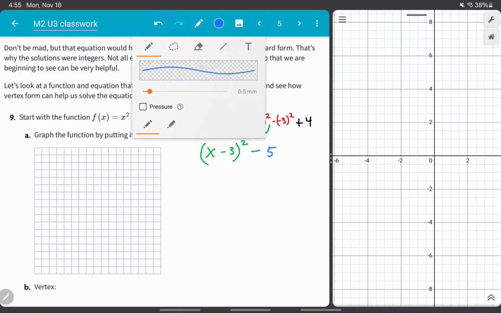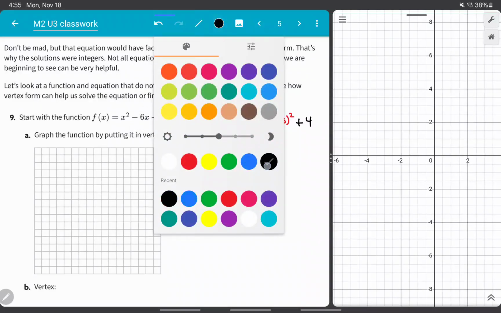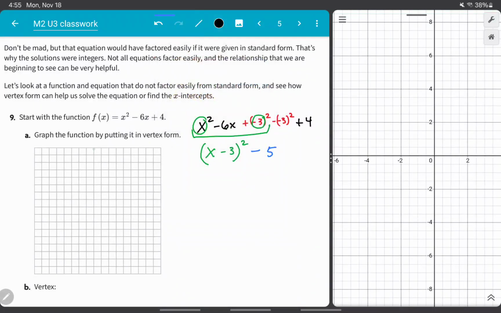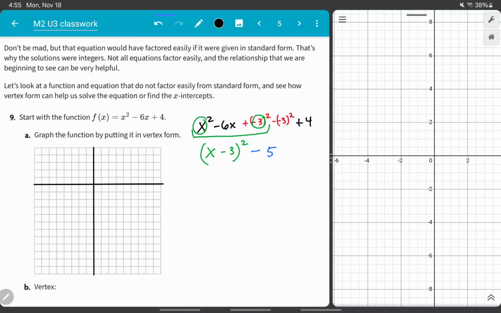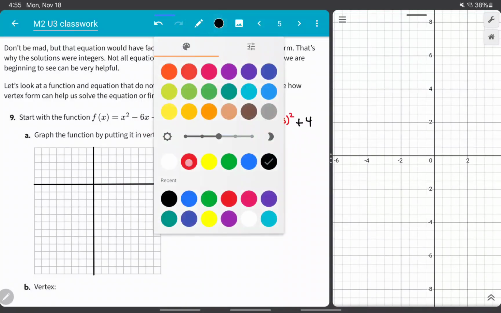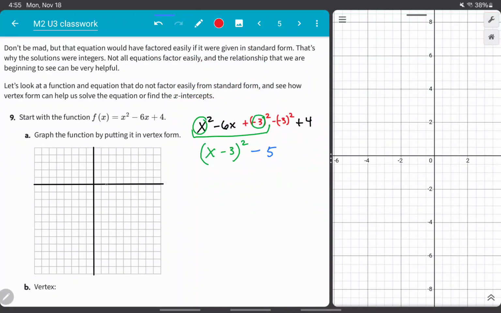So now I'm ready to graph this. This is going to say go 3 units right, 5 units down. So I'm going to graph this a little bit up here. I'm going to go 3 units right, 1, 2, 3, 5 units down, 1, 2, 3, 4, 5.